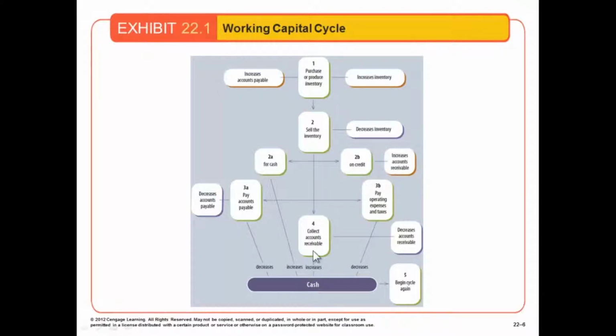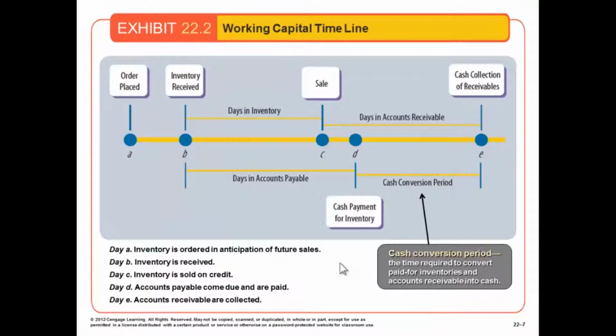Step number 4, we collect our accounts receivable. When we collect our accounts receivable, our customers are paying us, and we're putting that money into our cash bucket. So all of these things that we do in the working capital cycle end up focusing down here on this cash bucket. Then step number 5, we begin that cycle again. Now, let's look a little bit at the working capital timeline.